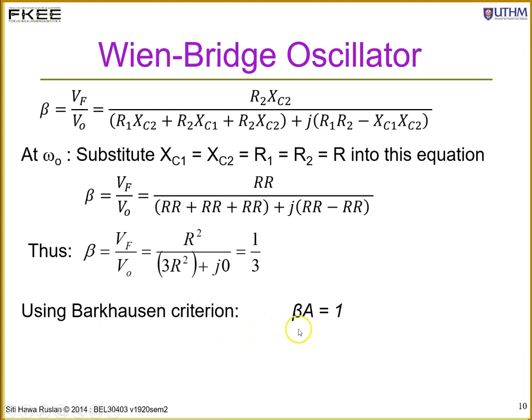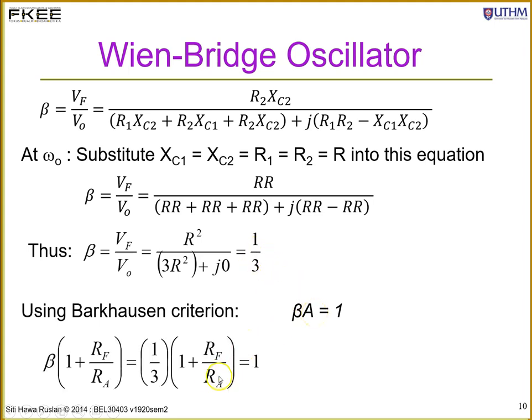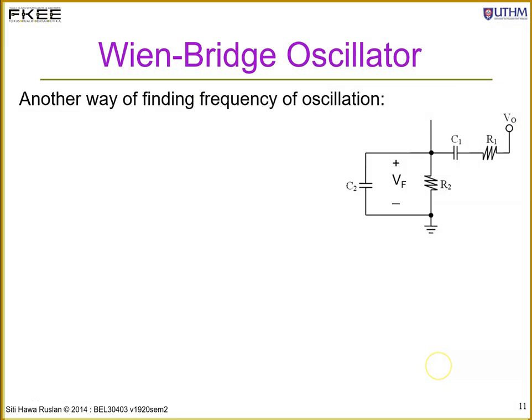And using the Barkhausen criteria, beta A must equal 1. So now we know that beta is 1 over 3 and A just now is 1 plus RF over RA. So beta multiplied by A equated to 1, and with that we know that the ratio of RF over RA must equal 2. This is another way of finding the frequency of oscillation.